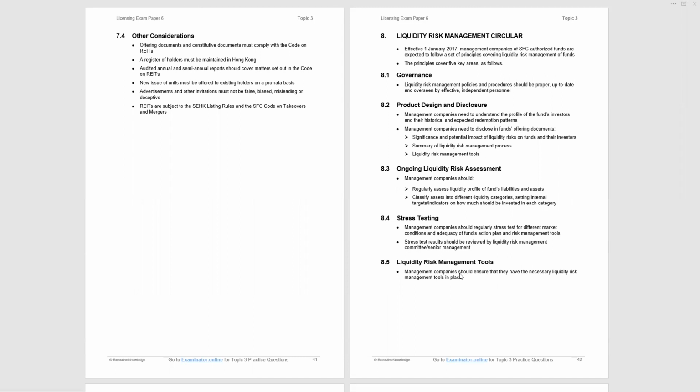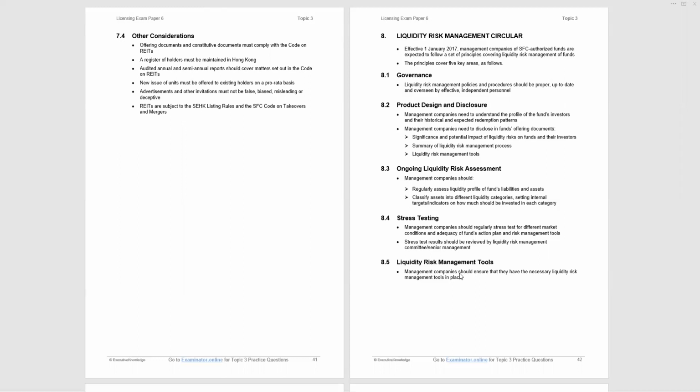Now, another area that has been examined reasonably regularly: the liquidity risk management circular. This was effective 2017 onwards, and it applies to management companies of SFC authorized funds, and they are expected to follow a set of principles with regard to liquidity risk management. The deal here is that if you are operating a collective investment scheme, you should do so in a way that investors can redeem their investments if they require. A problem arises when investors want to redeem and you've no cash, and your investments are illiquid. That is a problem. So that's why the circular lays out requirements for liquidity risk management.